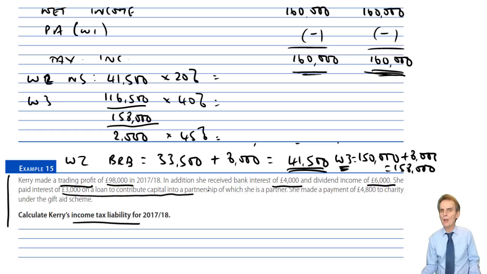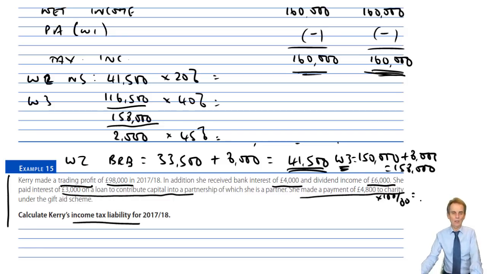How do we deal with those? Those are deductions from total income in giving you net income. Remember that. She also made a payment of £4,800 to a charity under the gift aid scheme. That again is the amount paid, so times 100 over 80 to give you the gross figure. What you're now going to have is an income figure, an adjusted net income, that does not exceed 123,000. So you're going to have to work out, as you do this computation, what that revised personal allowance will be and what the extended basic rate band limit will be.